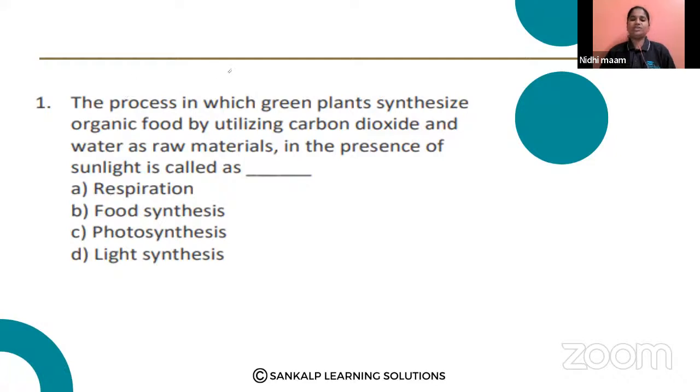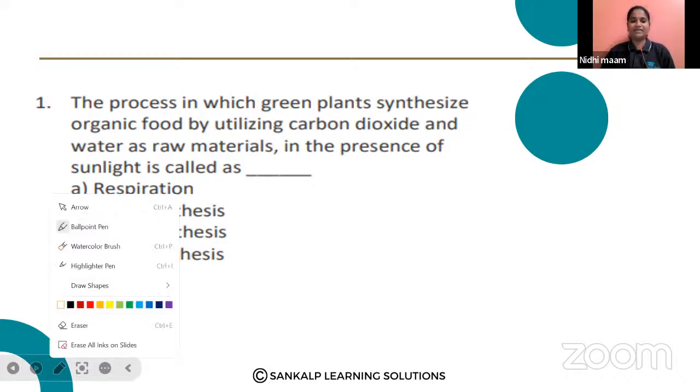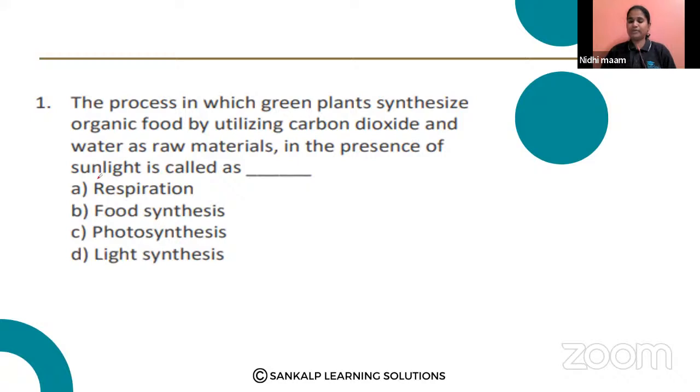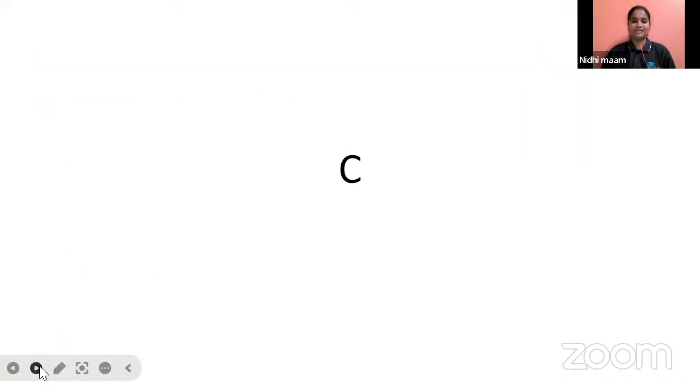Very easy question. The process in which green plants synthesize organic food by utilizing carbon dioxide and water as raw materials, in the presence of sunlight, what is it called? Anyone? Yes, YouTube students, come on, what is it called? Very good, it is nothing but photosynthesis. Option C is the right answer.